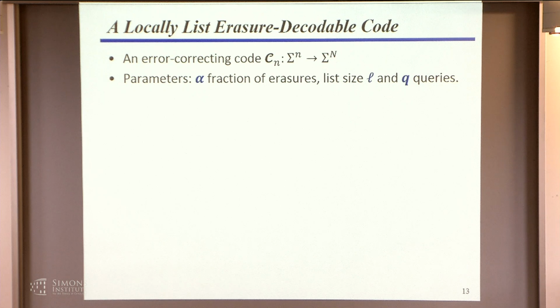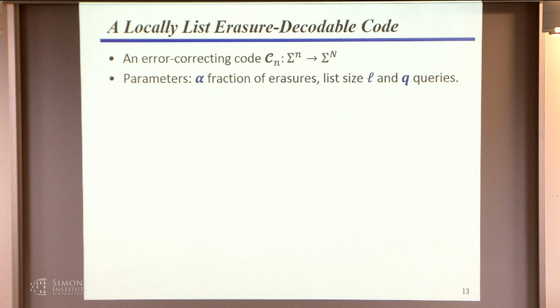So let me define what the locally list erasure decodable code is. This definition is basically the same as the standard locally list decodable code, except that there are erasures, not errors. An error correcting code is a map from message space to the code word space.